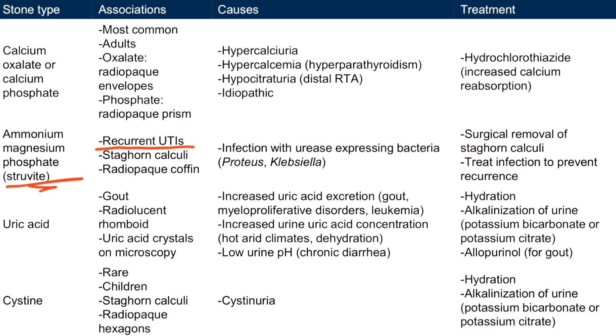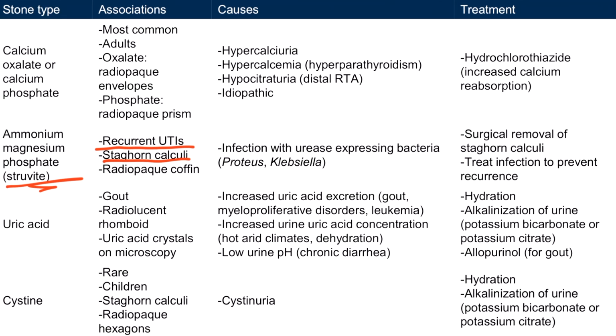Now, these stones can have staghorn calculi. This is a large stone that fills the renal calyces and the renal pelvis. And by precipitating here and forming this staghorn calculi, the collecting system of the kidney is effectively obstructed. This can lead to atrophy of the renal parenchyma. We'll look at an image of a staghorn calculus in a bit.